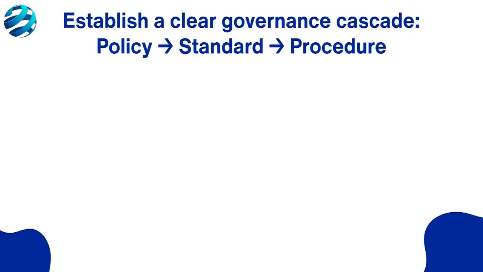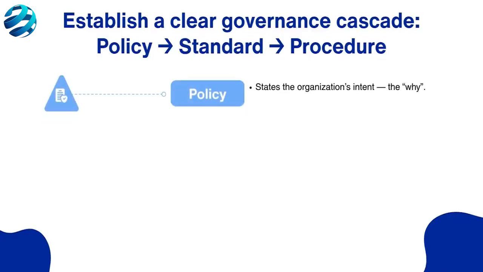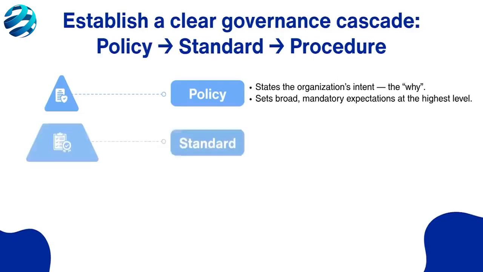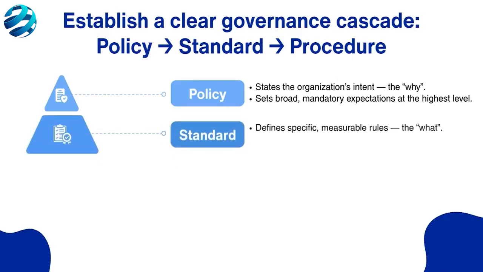To be effective, governance documentation must be structured in a logical hierarchy, often visualized as a pyramid. At the very top is policy, a high-level document that states management's intent, the why. It is broad and mandatory. For example, we will protect all sensitive company information. Standards support a policy and define what. A standard is a specific, mandatory, and measurable rule, such as all employee laptops must be encrypted with AES 256.